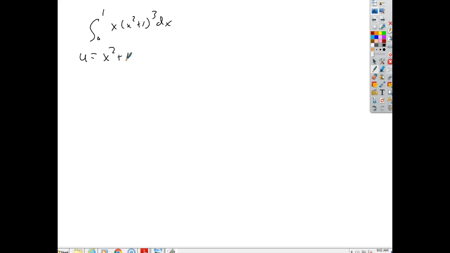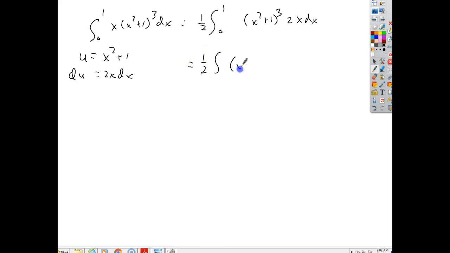All right, so that's u, so I'm going to go du equals what? 2x dx. So recognize this. I start changing around. I've got the integral from 0 to 1 of (x squared plus 1) cubed x dx. What do I need? I need a 2. If I put a 2 inside, what do I have to put outside? 1/2 out in front. So now it's going to be 1/2 times the integral of (x squared plus 1) cubed 2x dx.